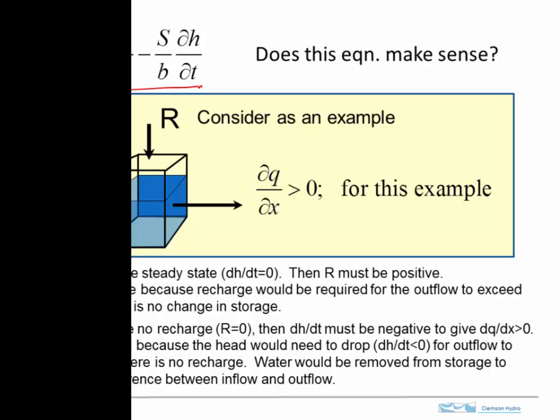It's often a good idea to take a look at equations that you develop and just see if it makes sense intuitively. So let's start off by assuming that the problem is at steady state. That's what I'm calling case 1. If it's at steady state, then dH dt is equal to 0.